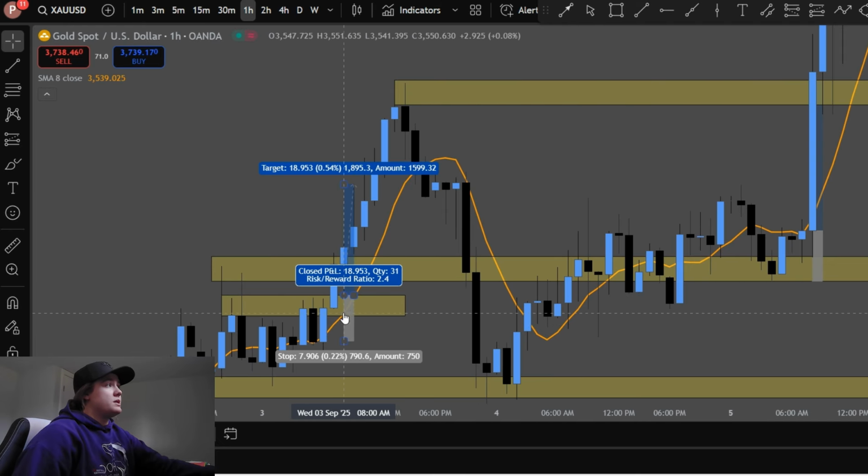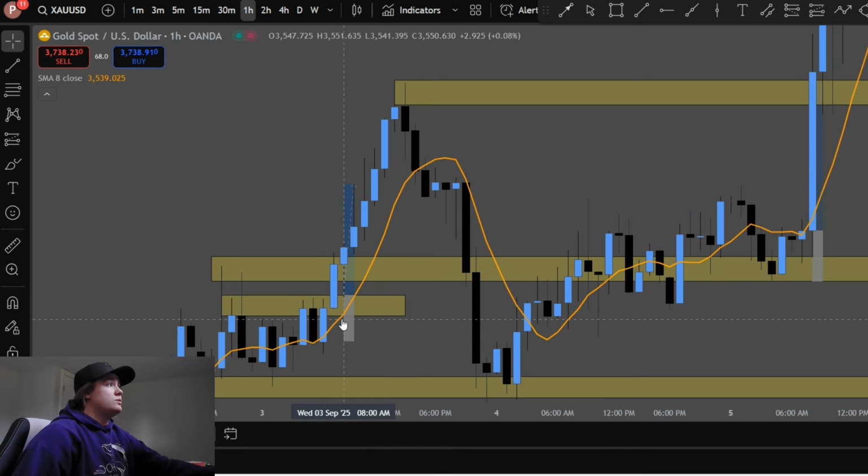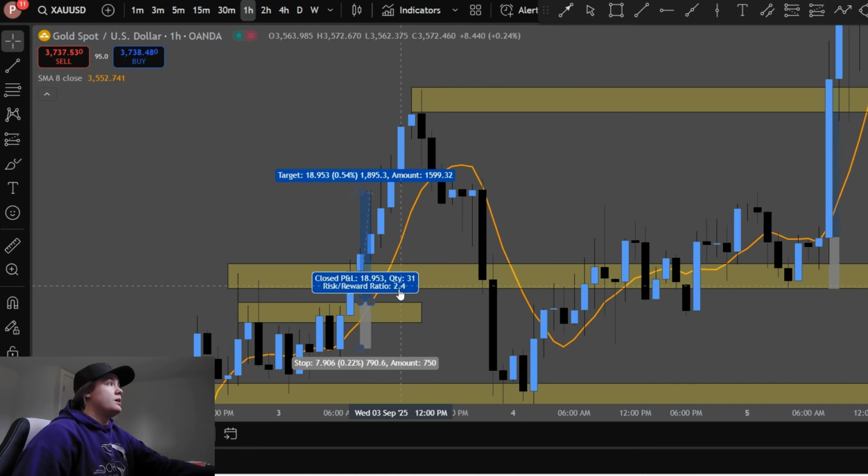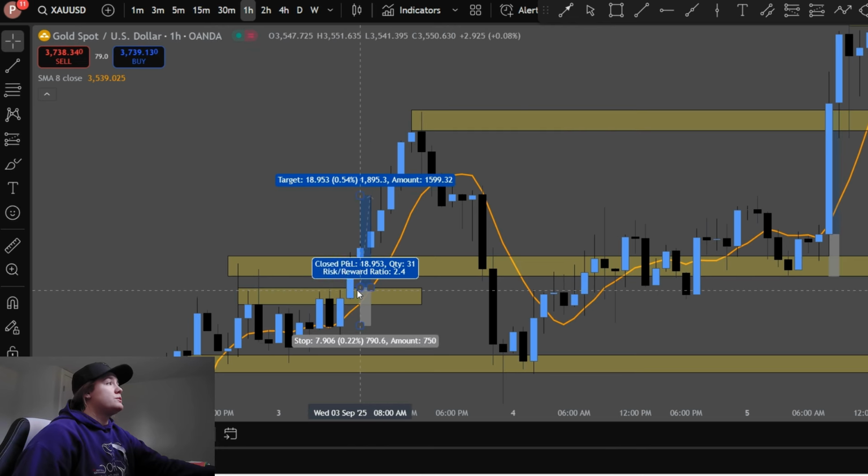As you can see, same thing here. It did not come down all the way to the SMA right here, but because it rejected off of this zone or hit into this zone, that was kind of my confirmation to get in.